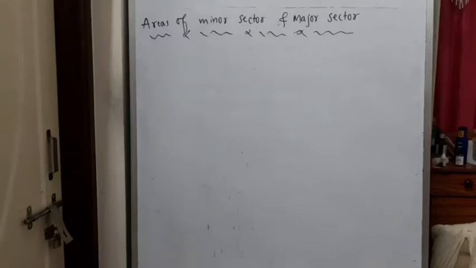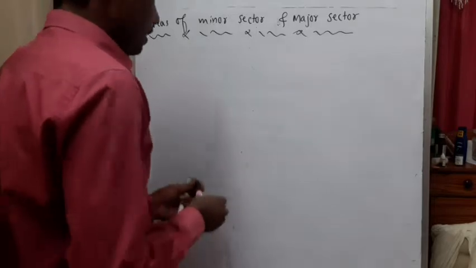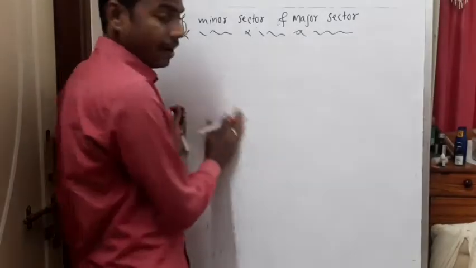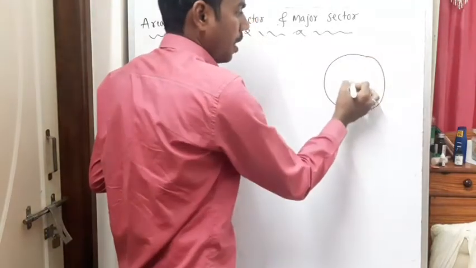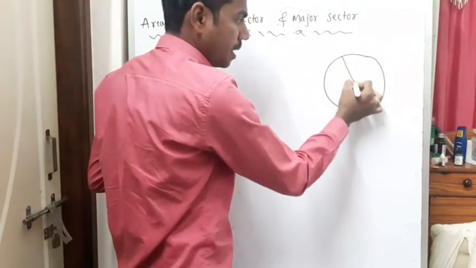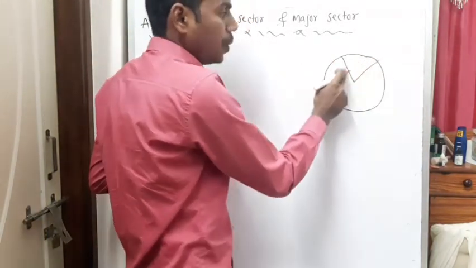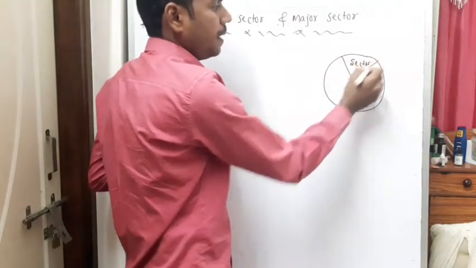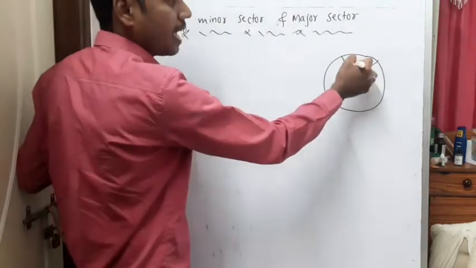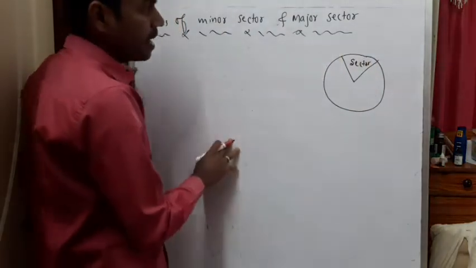Now, areas of minor sector and major sector. Here, we see how to find the areas of a minor sector. This is a circle, and the portion of a circle enclosed by two radii and one arc is called a sector. We need to find the area of the sector. How to find the area of a sector?